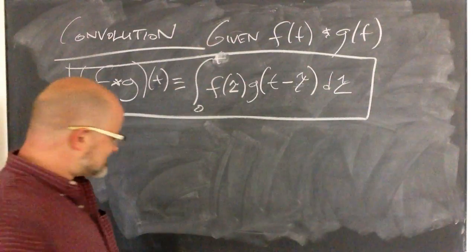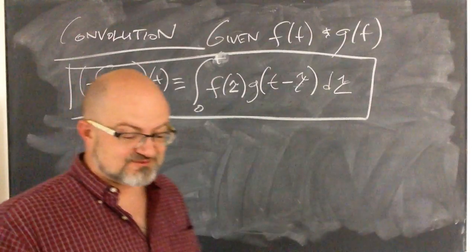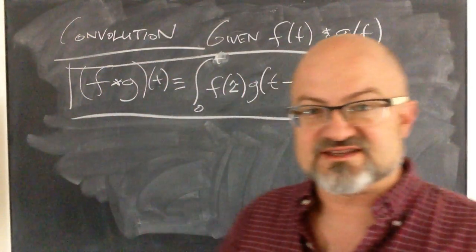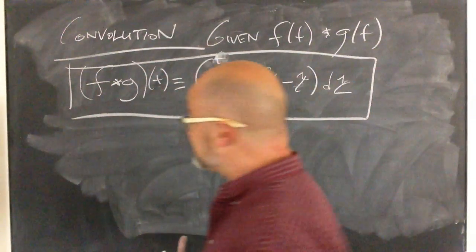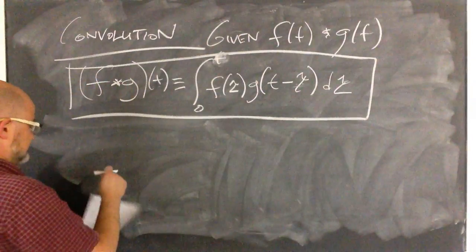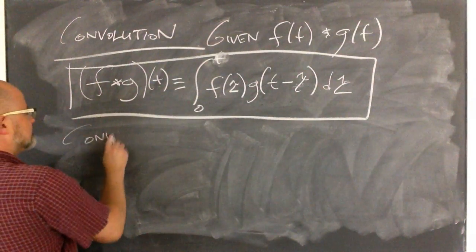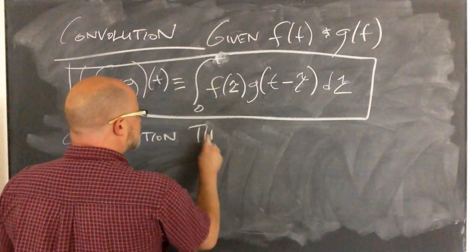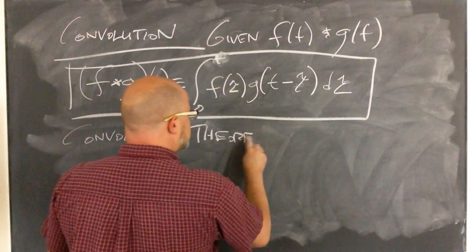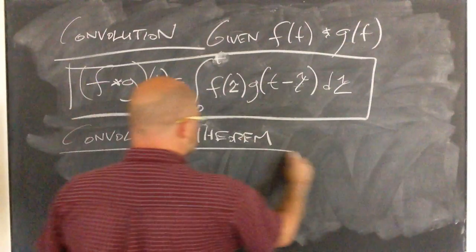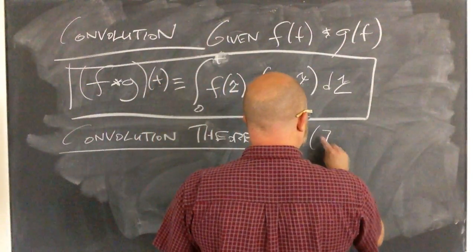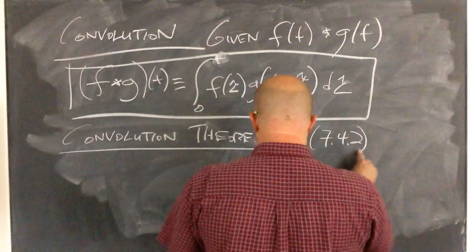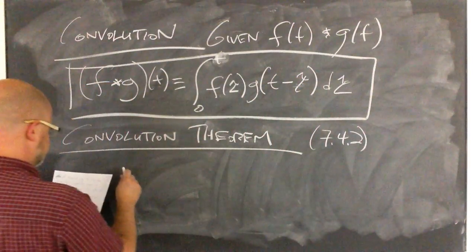All right? To some extent, for the purposes of Math 250, I'm going to motivate this definition by this beautiful, beautiful theorem that's next, which is called the convolution theorem, which I think you're going to like. It's also 7.4.2 in the text. And it goes like this.